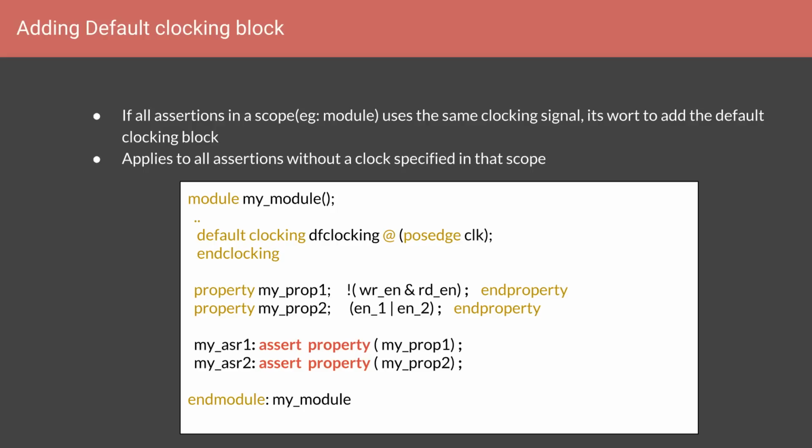So here is an example. Within a module, my module, I have defined two properties without any clocking signals. But before that, I have defined a default clocking block as a positive edge of clock. The keywords clocking and endclocking are SystemVerilog specific keywords used to define clocking blocks, and you can make a clocking block the default by adding the default keyword. Therefore, default clocking and endclocking will define a default clocking block for this particular scope.